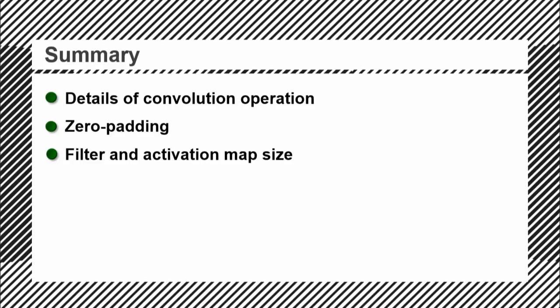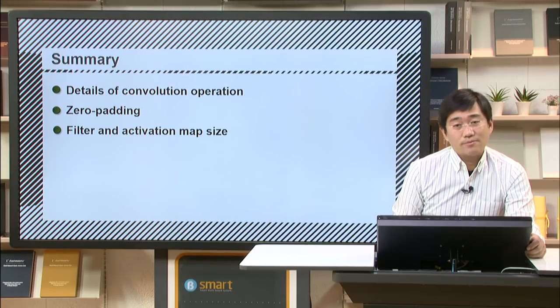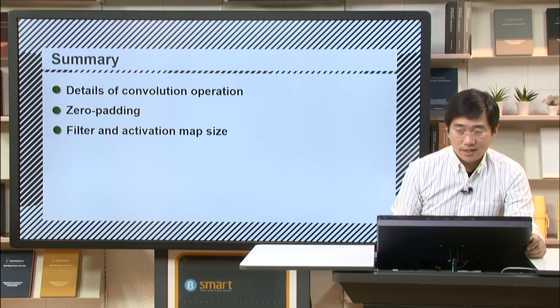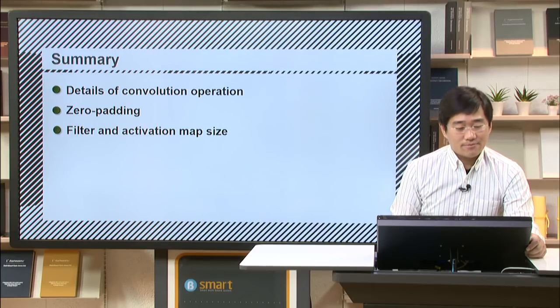Okay, so this is the end of our convolutional neural network lecture. In summary, our class covered the details of convolutional operations and zero padding, and we also studied the filter and the activation map size in more detail, in more realistic examples or scenarios. And yeah, thank you very much.